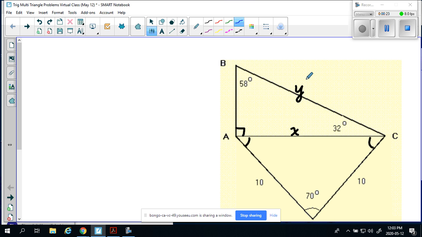And because it happens to be isosceles, and you know it's isosceles because it's got 10 here and 10 here, so these two sides are the same. That means these two angles have to be the same. So we could go 180 minus 70, which is 110, and divide that by 2 to get that each angle is 55 degrees. But does that help us?